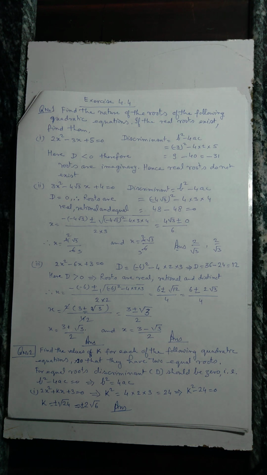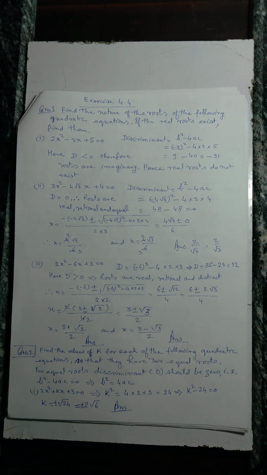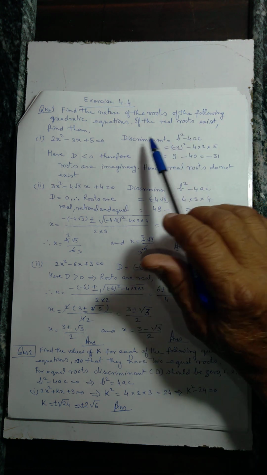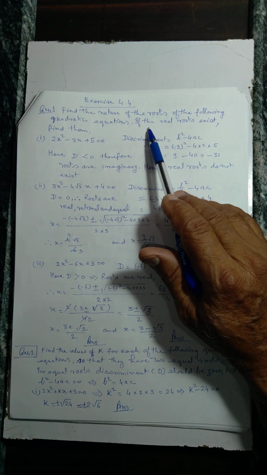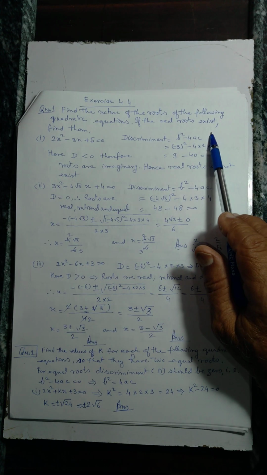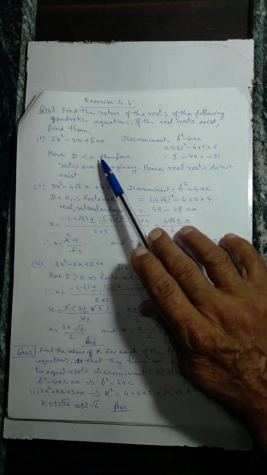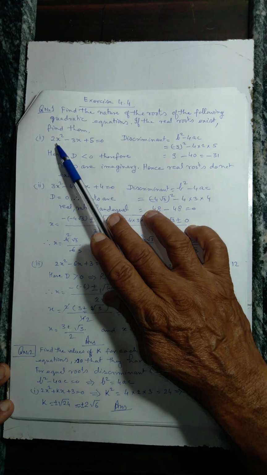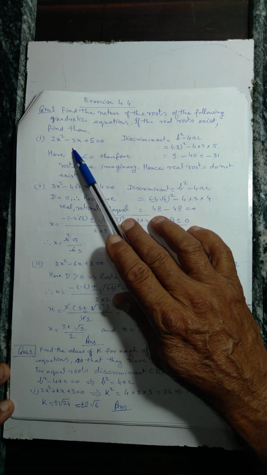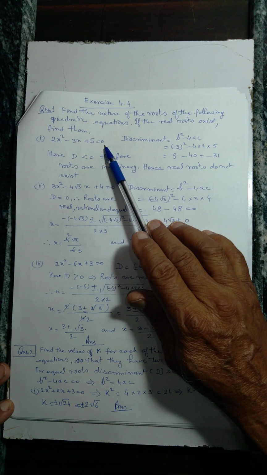Let us start exercise 4.4 of CBSE quadratic equation chapter 4. The exercise is 4.4. Question number 1. Find the nature of the roots of the following quadratic equations. If the real roots exist, find them. You see, the quadratic equation is 2x square minus 3x plus 5 equal to 0.